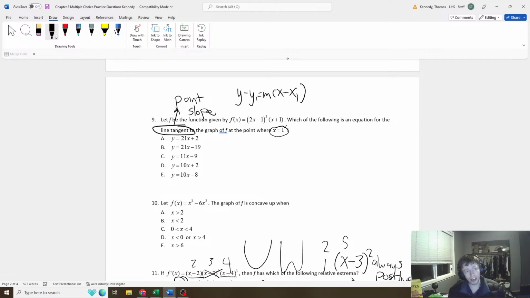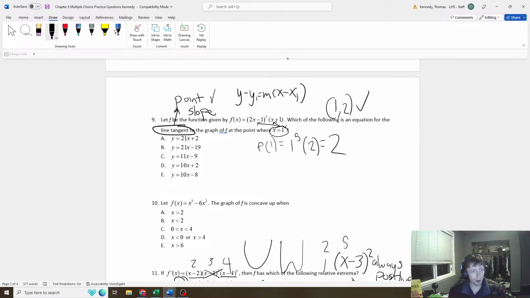So that's already a freebie. I can plug 1 into this function and figure out what f of x is here. So f of 1 would be, if I plug 1 in, 1 to the 5th times 2. So it's 2. So sweet. I know 1 comma 2 is my point. So you check on the first thing, on the point.